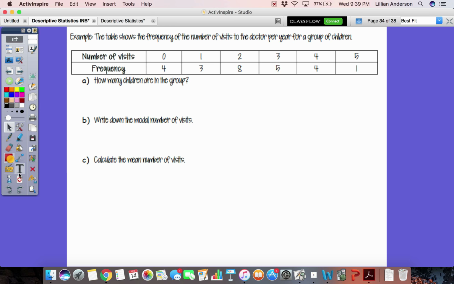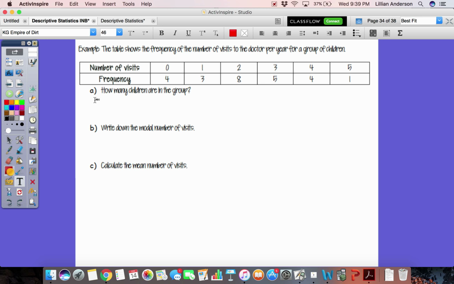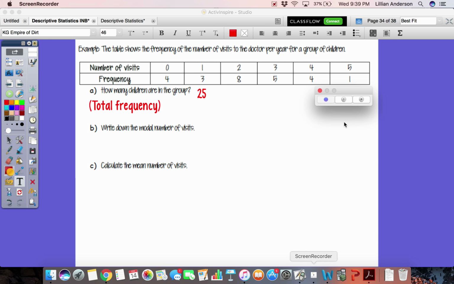So it asks us how many children are in the group. Well, this is basically code for the total frequency. Because remember, the frequency represents how many children go to the doctor these certain numbers of times per year. So this is also known as total frequency. So we basically need to add the frequency line. And it's also good to know, especially in this case, we do not have the total, so we definitely need the total. So the total number of kids in this group is 25.